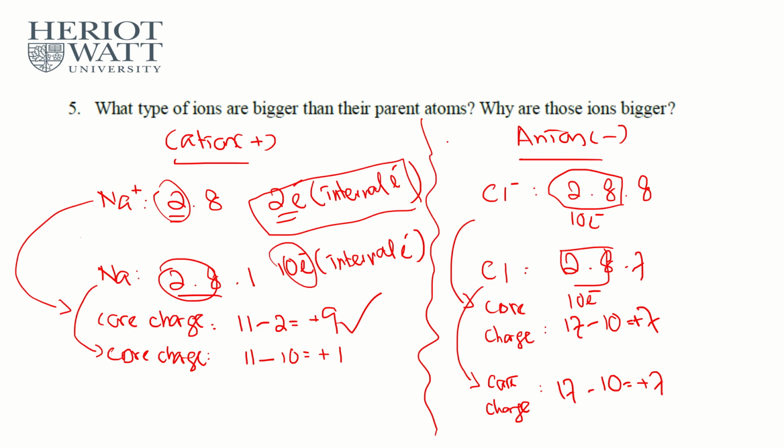So in that case, we can just look at which one has more electrons. Obviously chloride has additional electrons because you have 8 instead of 7. Therefore, the anion is bigger than its parent atom. So the answer for question 5 is that anions are always bigger than their parent atoms. Why? Because additional electrons contribute to a bigger repulsion force. Okay, so that's the answer for number 5.